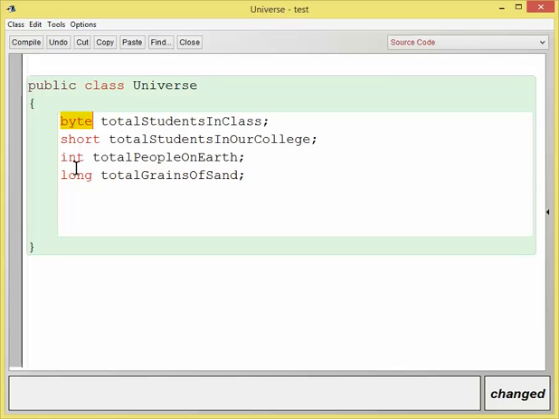Now, the question is, which one are we going to use and why? And it might seem obvious. You might say, okay, well, let's figure out which one we need, and then make sure that we don't use something that's bigger than that. So if we only need to track the number of students in our class, let's not use integers. That's way too much space. It's going to use up too much RAM. It's going to use up too much hard drive space. It's going to take a lot more time to process than the byte.